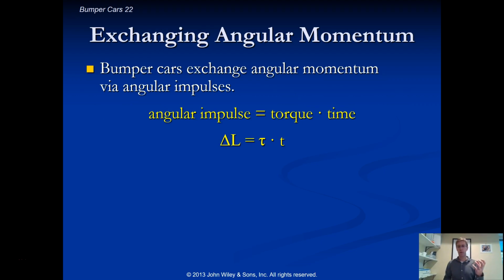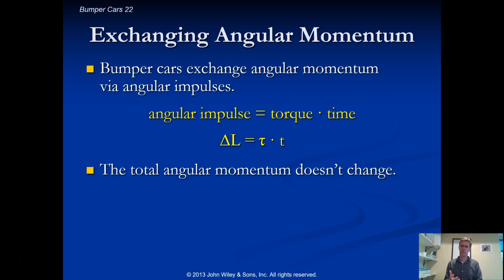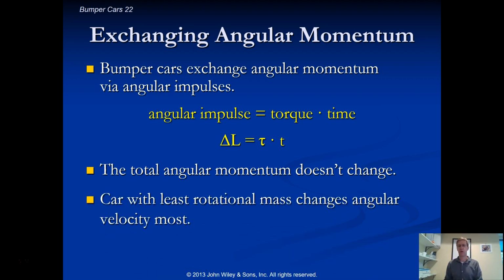The last thing I want to define in this video is the idea of angular impulse. Just like with linear momentum, if you want to change the linear momentum, you need a force applied over some time. To change the angular momentum of something, you must have a torque applied over some time, and that torque applied over some time that results in a change in angular momentum, we call angular impulse. It's very similar to linear impulse, as we've talked about already. So it's a mechanism by which two objects can exchange their angular momentum.